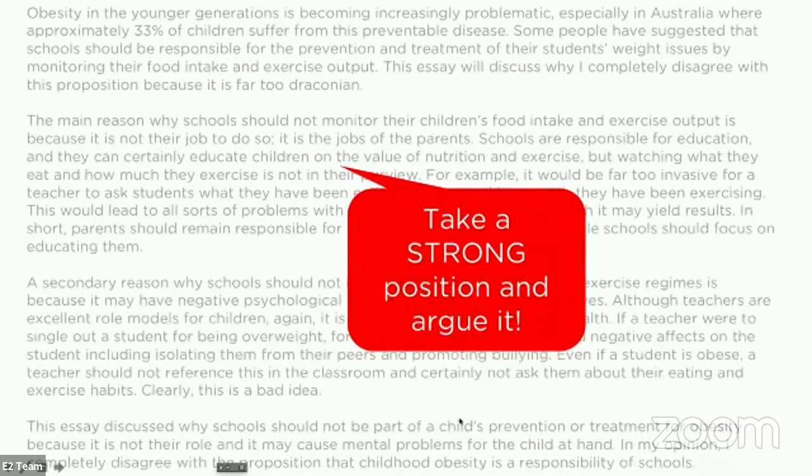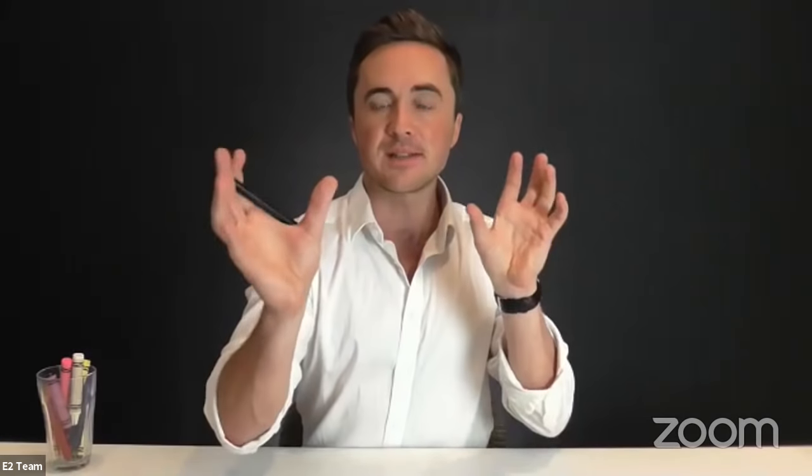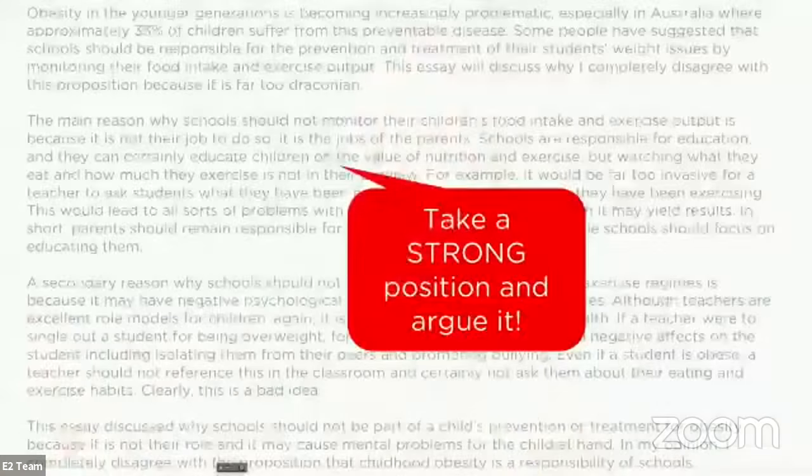The last important tip, especially in these opinion-based essays, is that you need to take a strong position and argue it completely, okay? You don't want to have mixed messages in your essay. Pick a side, stick to it. Or what I'm going to show you in mine is I picked a side and stuck to it, but then I also showed the other side, but I made sure that this side of the argument was much stronger than the other side of the argument, okay?